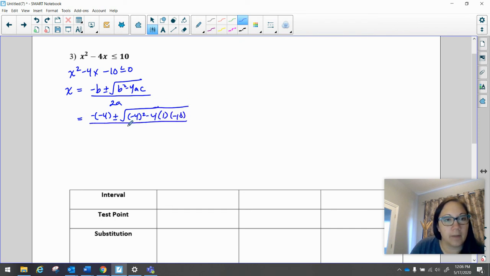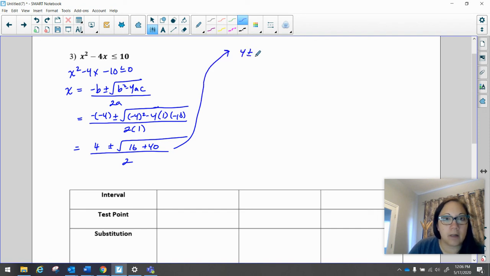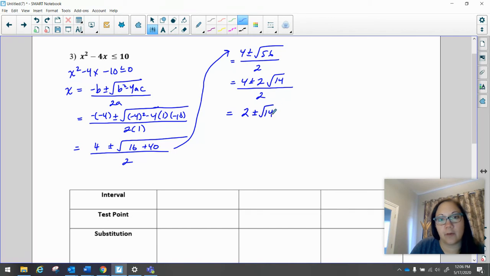Make sure my root sign goes all the way across. So I get 4 in the front plus or minus the root of 16 plus 40 all over 2. The more you do these, of course, the less onerous it is. So I got root 56 over 2. Root 56 does simplify a little bit to be 2 root 14 over 2. So I can reduce a little bit here. So I get 2 plus or minus root 14.